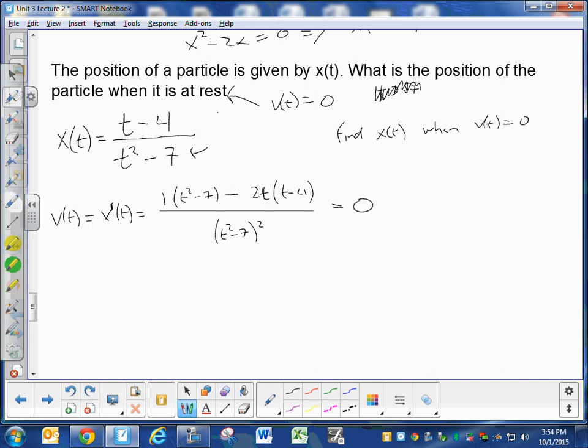This is my velocity function, or my x prime function. I'll figure out when that's equal to 0. I will just worry about the numerator equal to 0, and make sure that the denominator doesn't equal 0. So I'll have t squared minus 7 minus 2t times t minus 4. Now what I like to do is change this to plus a negative before I distribute. And I'll get t squared minus 7 plus negative 2t squared plus 8t, which is equal to 0. This will be negative t squared plus 8t minus 7 equals 0.